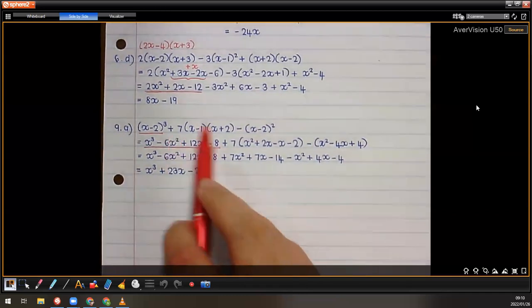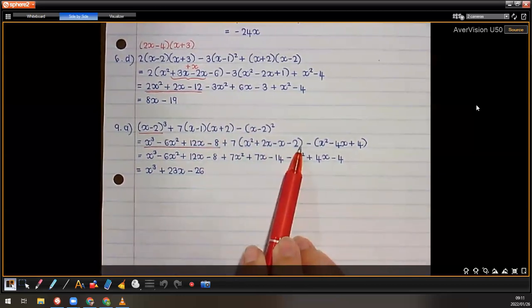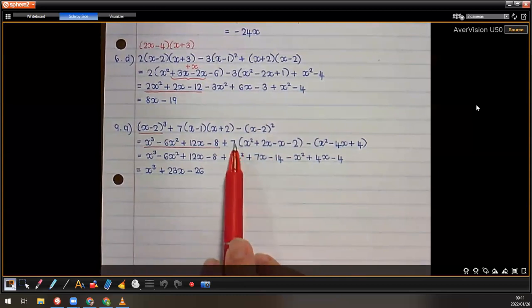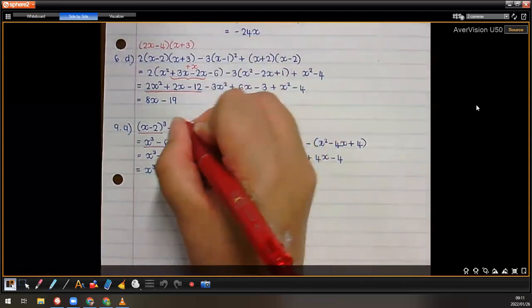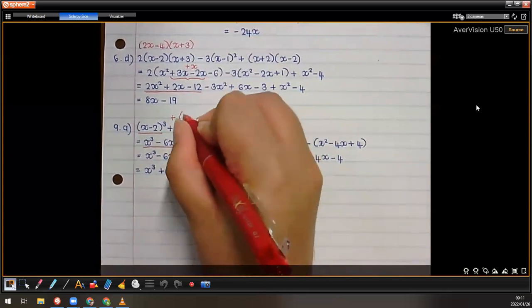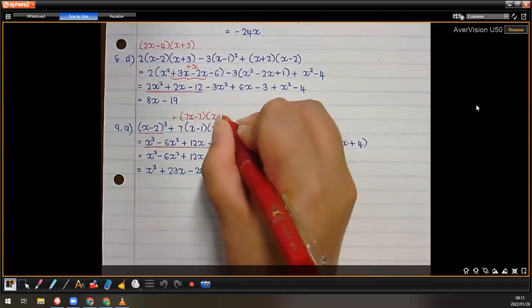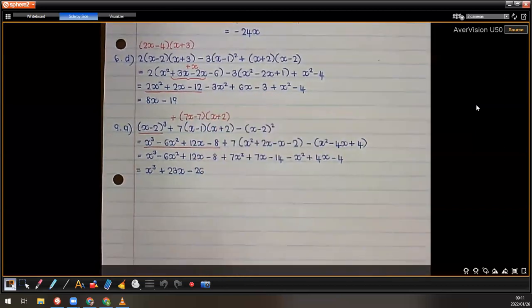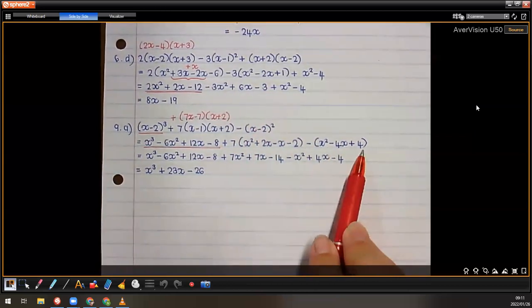For the next one, I again kept my 7 outside the bracket and I FOILed out first. Then I multiplied the 7 in afterwards. But just like up here, guys, you could have done a plus and then you could have had your 7x minus 7 multiplied by your x plus 2. You could have multiplied the 7 into the first bracket first and then FOILed them out. That's right. Minus a binomial squared, which I did there.